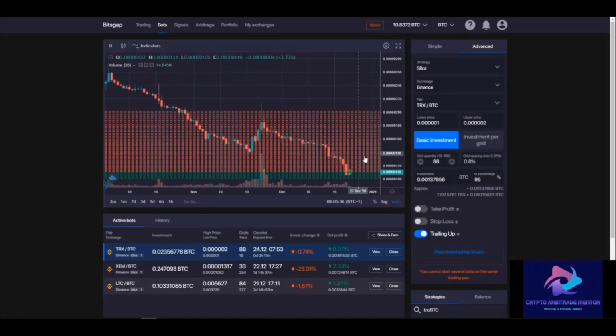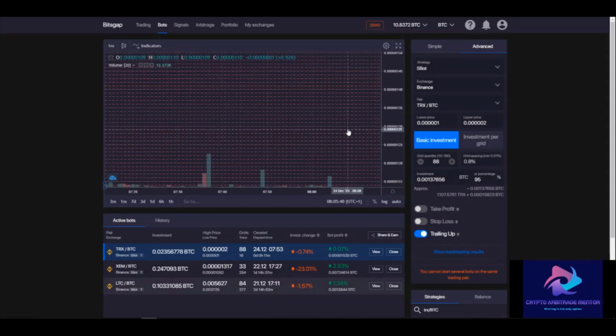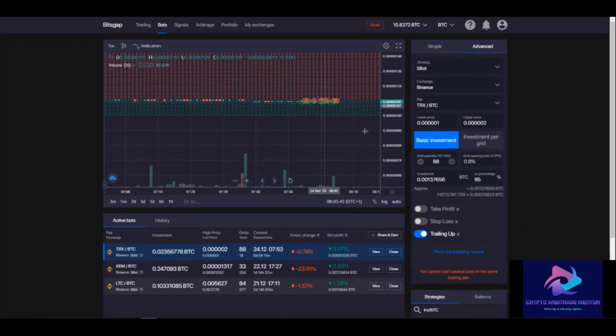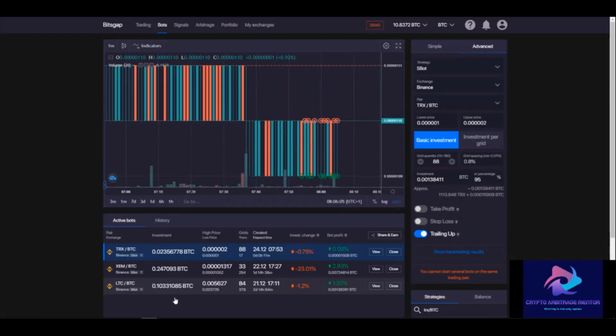It's the same if we go here to 1 minute. We are in 1 minute, and this is always the same. If we hit the buy order at this price, it is going to buy, and if we hit the next price, it is going to sell, and now buy, and now sell, buy, sell, to infinity. I think that TRX BTC is going to make a huge amount of money with this bot.